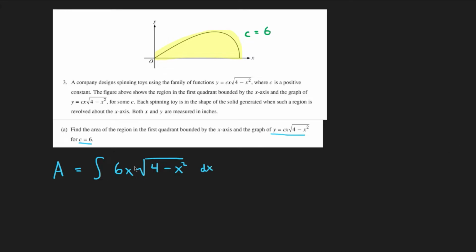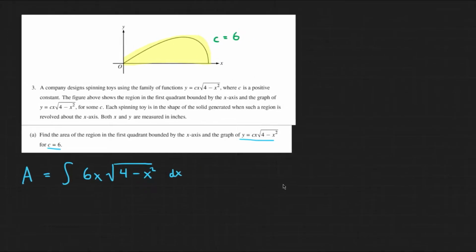So now that we've done that, we need to find our lower and upper bounds. So over here on the right, I'm going to set up another equation. And this is to find where these x values are. In order to do that, we need to set this equation in particular equal to 0. So 0 equals cx root 4 minus x squared.